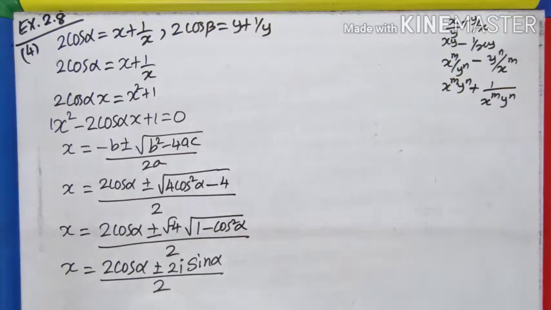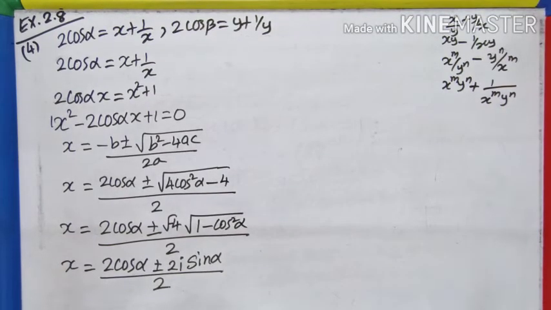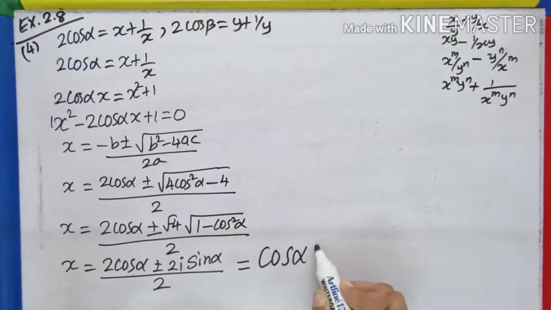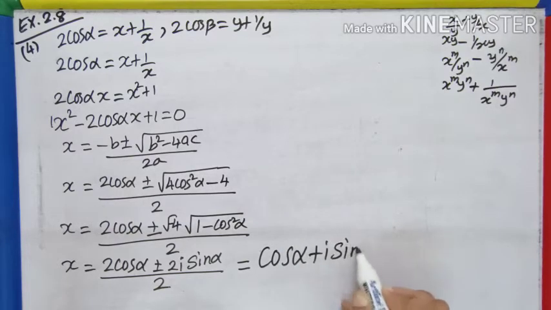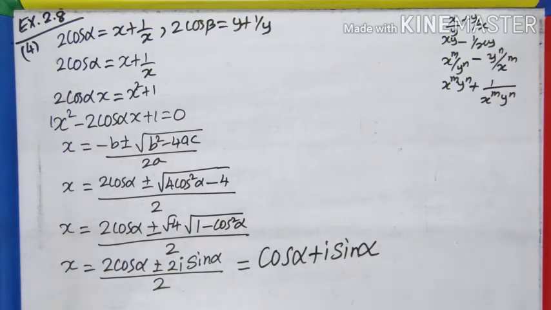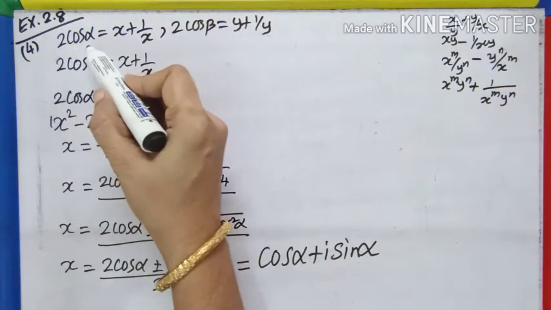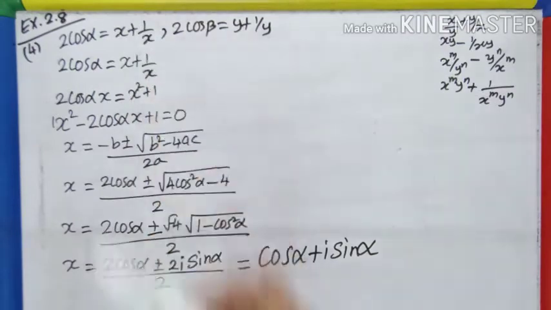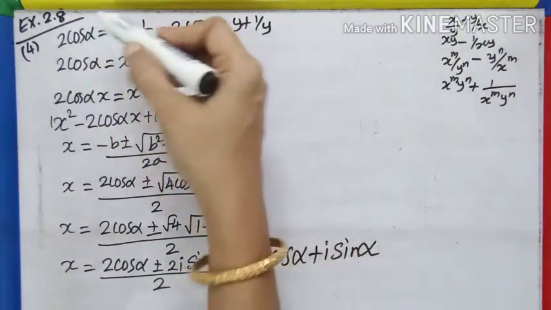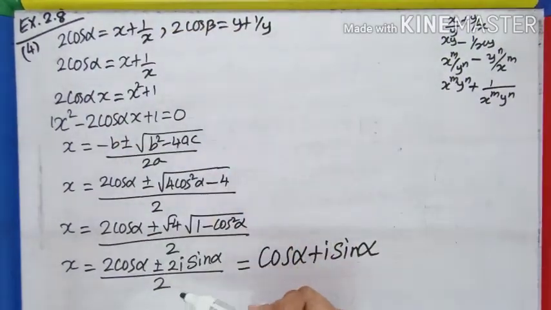So I am able to achieve what is x from here. All the 2's will get cancelled. I get cos alpha plus i sin alpha. So whenever they give you 2 cos alpha is equal to x plus 1 by x, by cross multiplying and solving, I am able to achieve what is x: cos alpha plus i sin alpha.